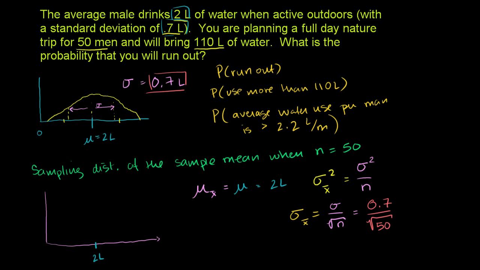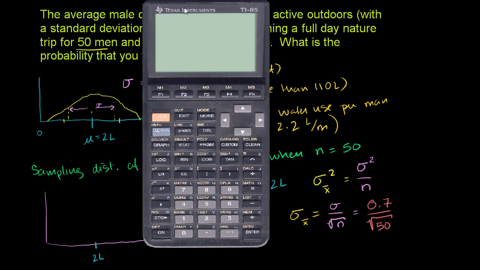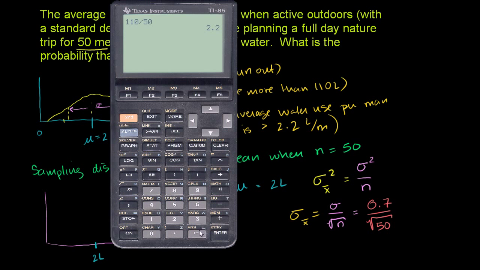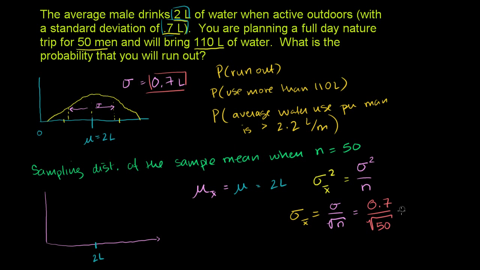Now let's figure out what that is with the calculator. So we have 0.7 divided by the square root of 50. And we have 0.098, which is pretty close to 0.099. So I'll just write that down. So this is equal to 0.099. That's going to be the standard deviation of this.